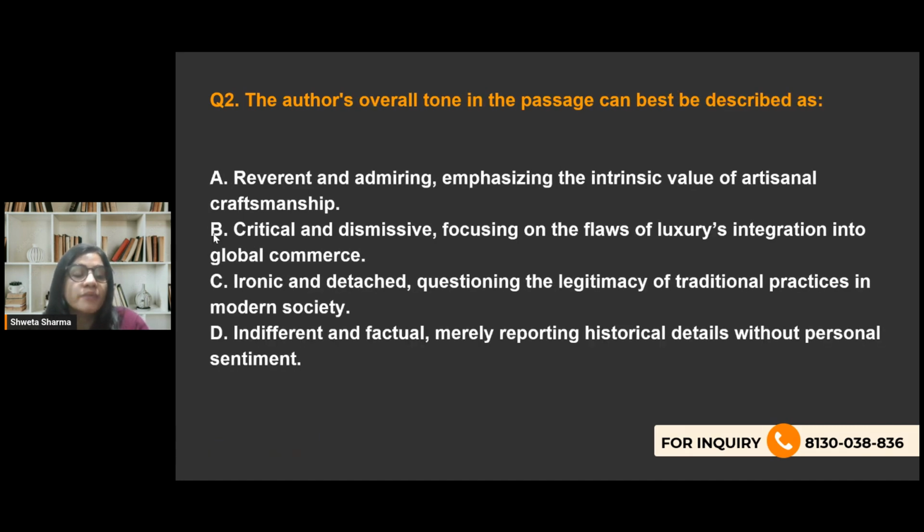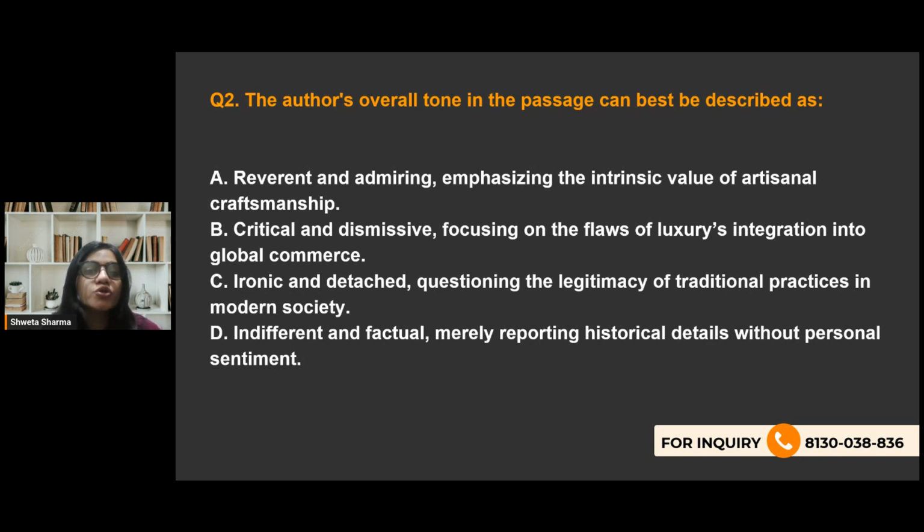Please have a look at this question and tell me if you figure out the right answer. Quick 1 minute, then we discuss. Shall we have a look at the question together?